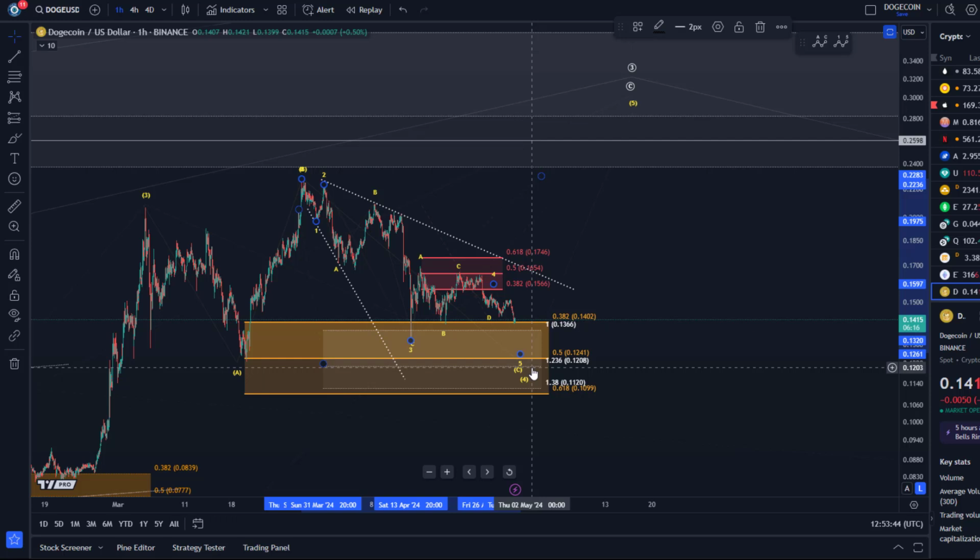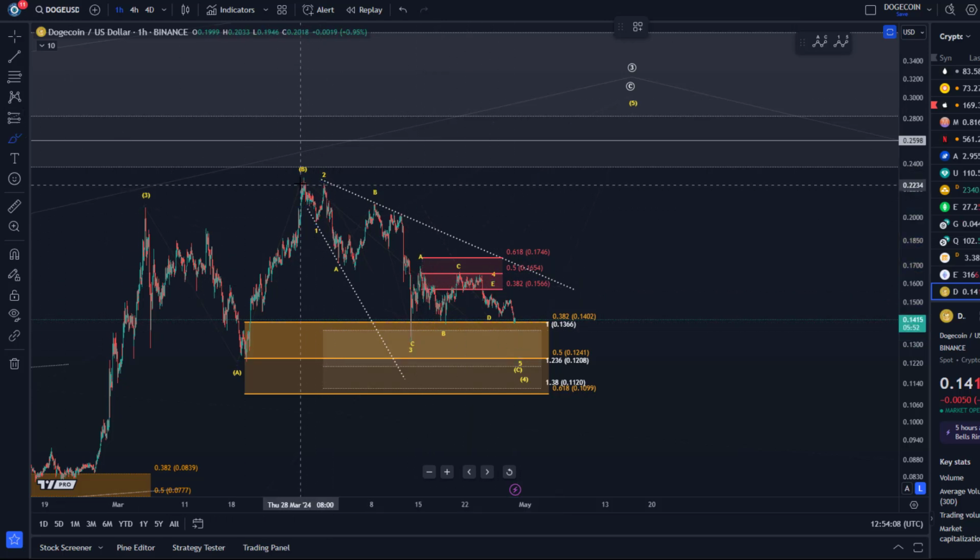Looks to me very similar to the FET chart, Fetch AI, just looking at the micro pattern here, because we also had an overshooting B wave and then a very strong wave 4. The difference here is that this fourth wave likely unfolded as a triangle, even though there are other interpretations that are valid as well.